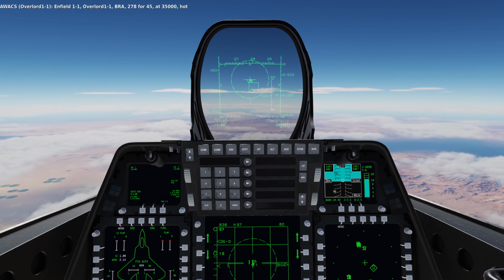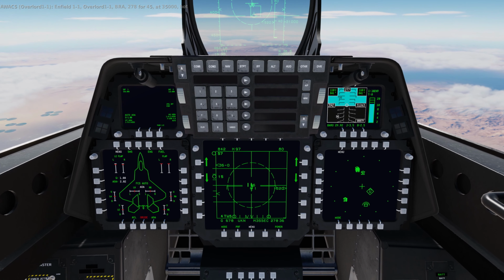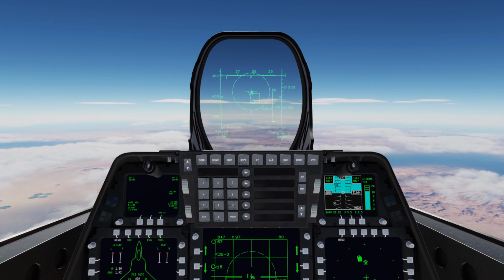Now if I unbug him and then go to TWS, now we can see two contacts. And I can bug each one of them individually. And now it's selected both of them as contacts. I'm going to begin accelerating. Try to give these missiles some range. These are MiG-31s after all, and we don't want to get too close.